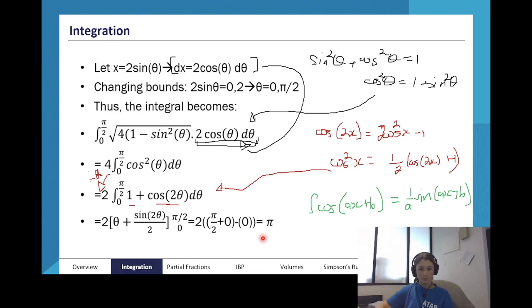So as you can see here, the only difference with definite integrals is that we need to sub in our limits and change them a little bit to correlate to the substitution that we are using. But other than that, not much has changed. It's pretty straightforward.